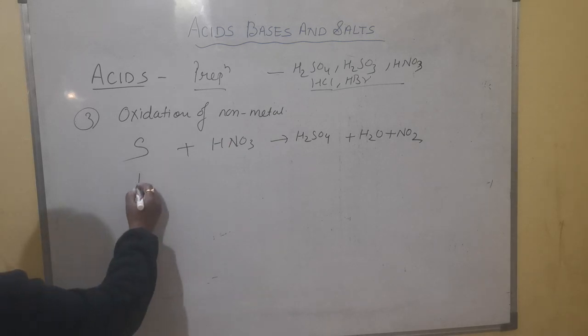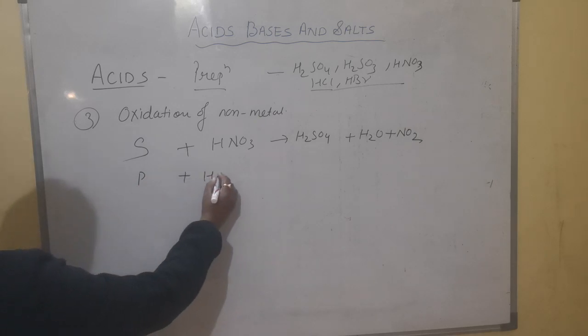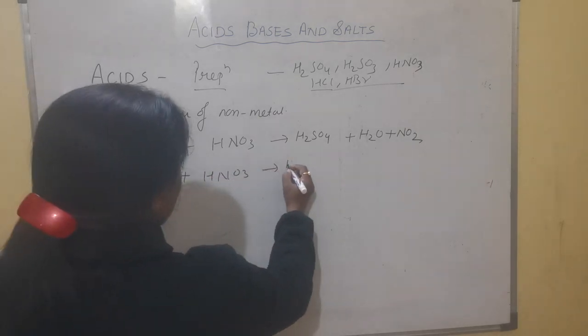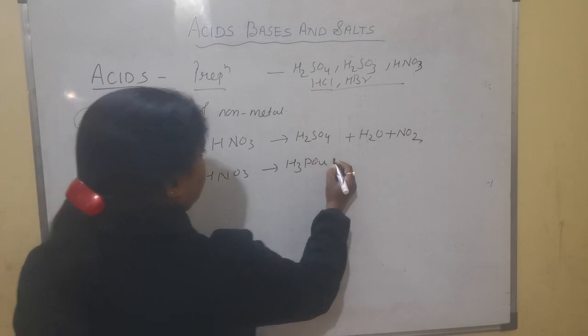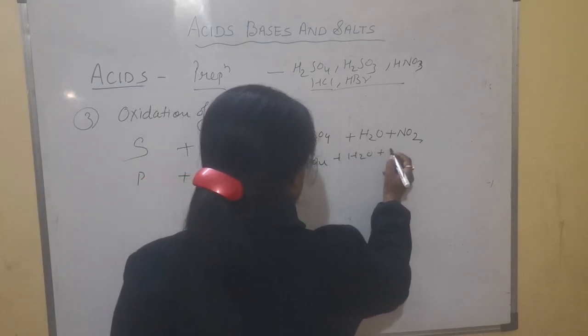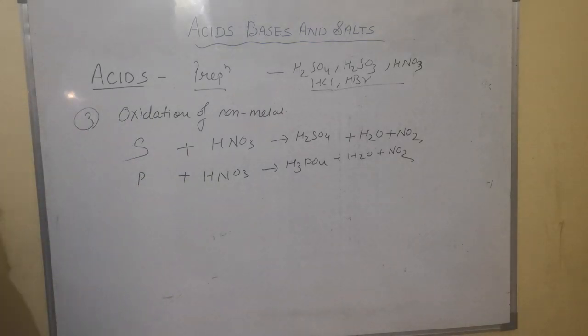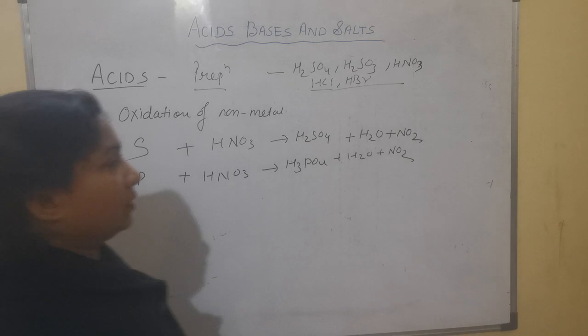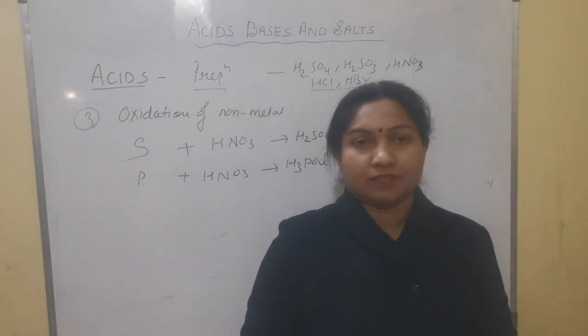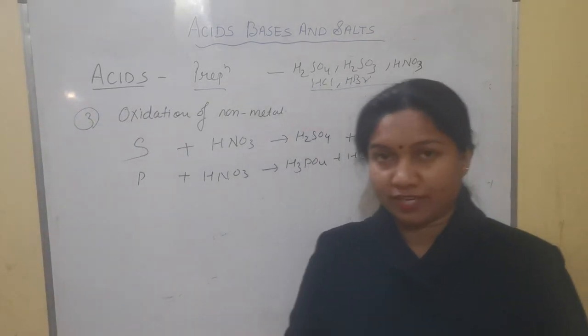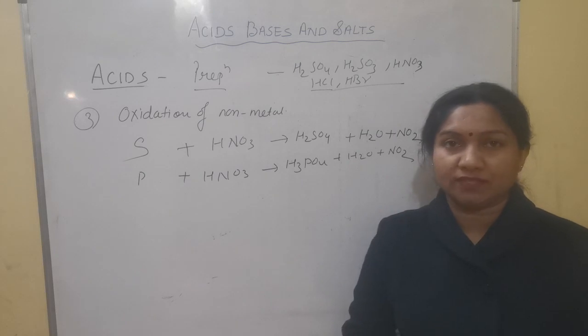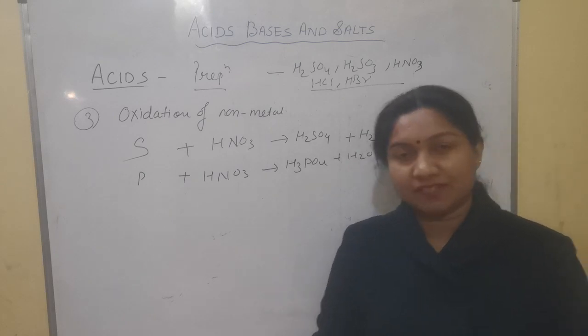Similarly, if you take phosphorus and nitric acid, you will get phosphoric acid. So these are some of the methods for the preparation of acids. Now in the next lecture we are going to see the properties of acids. Till then, have a nice day.